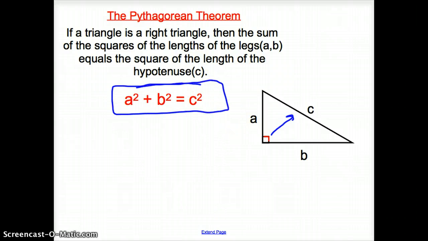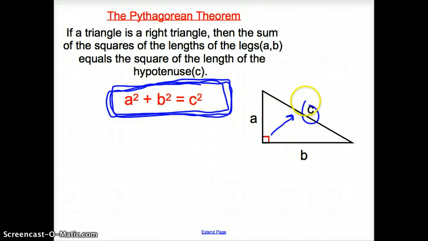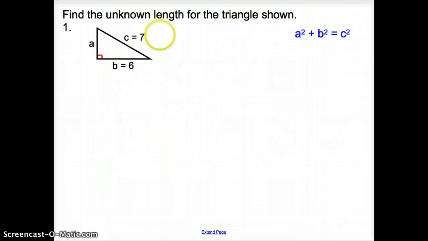And ladies and gentlemen, this is huge. A squared plus B squared equals C squared. A squared plus B squared equals C squared is the Pythagorean theorem. This is what we are going to be using today. C squared will always be the hypotenuse. C will always be the hypotenuse. So let's take a look at some of these problems.